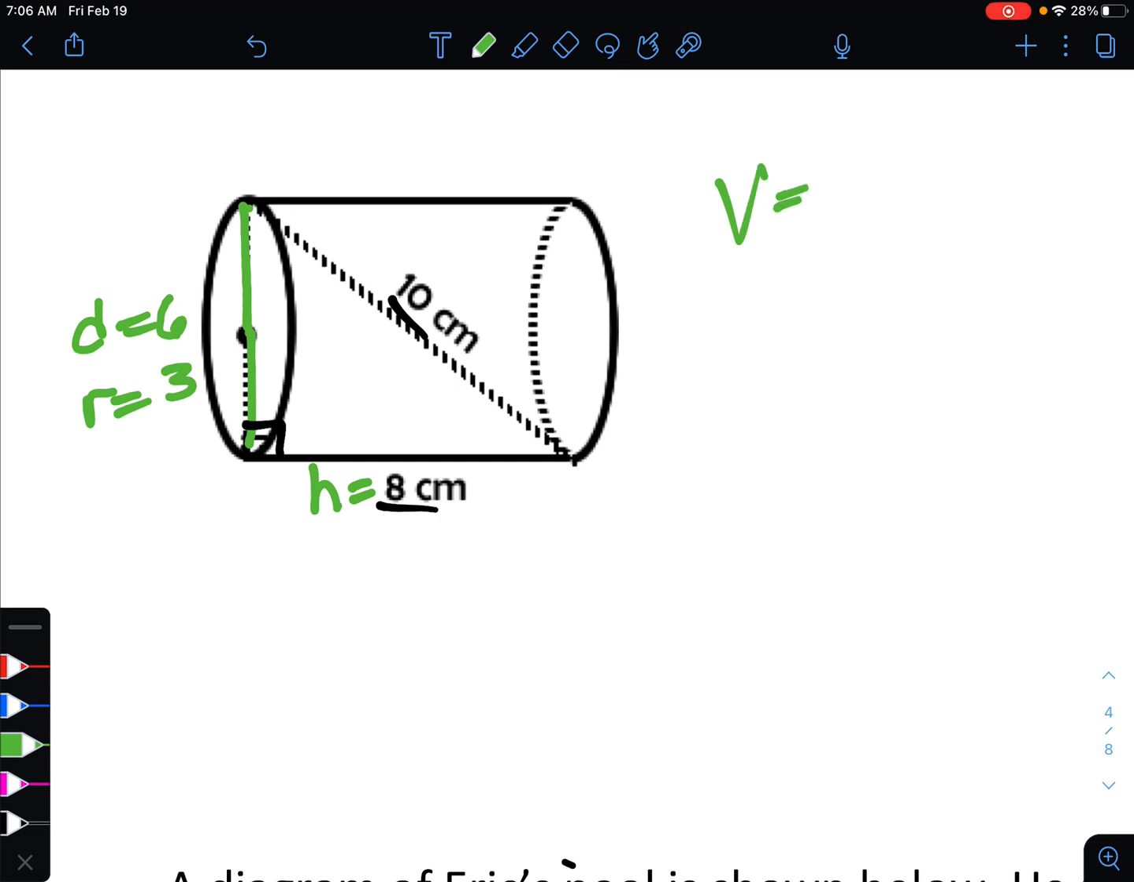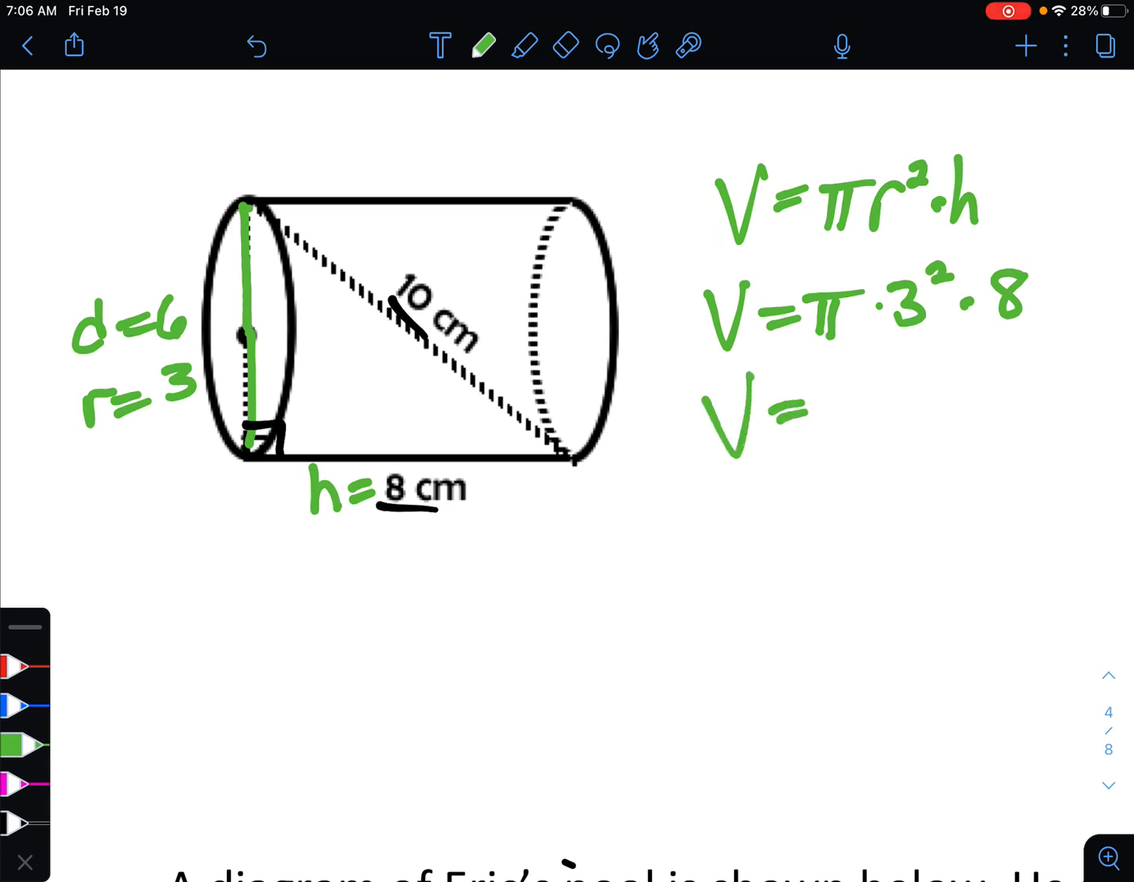And at this point, we should be ready to go ahead and use our formula. So again, that was pi r squared multiplied by the height. So putting in all the information that we now know, our radius is 3, and our height is 8. In order to simplify, we're going to multiply together the two numbers after our pi. So 3 squared is 9, multiplied by 8 is 72. And then we'll put pi after it, and then include our label, which is centimeters cubed.